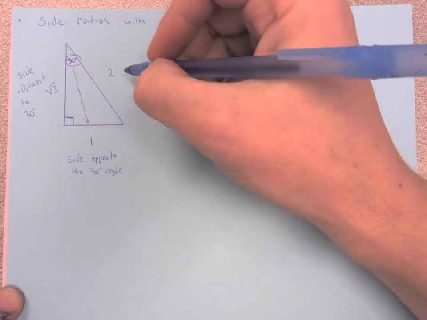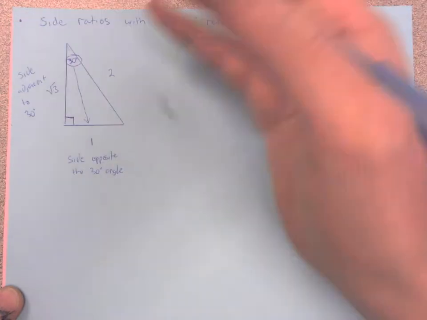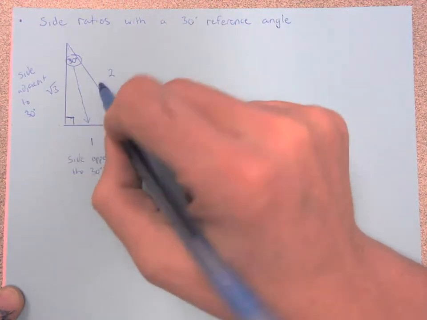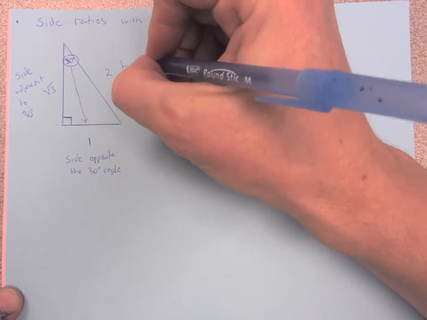Now this side, of course, is called the hypotenuse. That doesn't change. The hypotenuse is always the hypotenuse. It's always the one across from the right angle. So this we're going to call the hypotenuse.